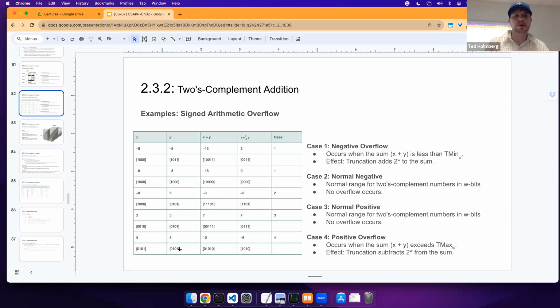And then finally, suppose we have the value of 5 as our x term, and then 5 as our y term. If I add those together, I now get the value of 10. Now recall the maximum value we just stated earlier for our word size was 7. So in this instance, we would take our result and truncate the most significant bit, and our result is going to end up being -6.